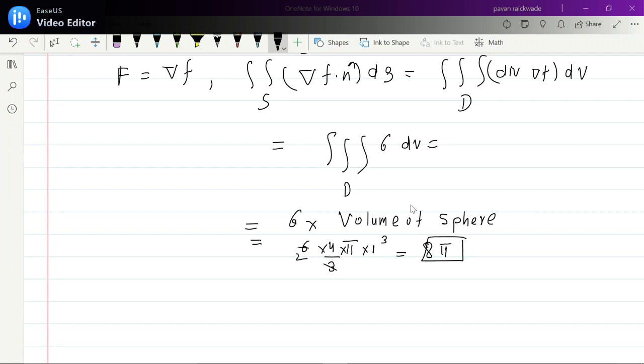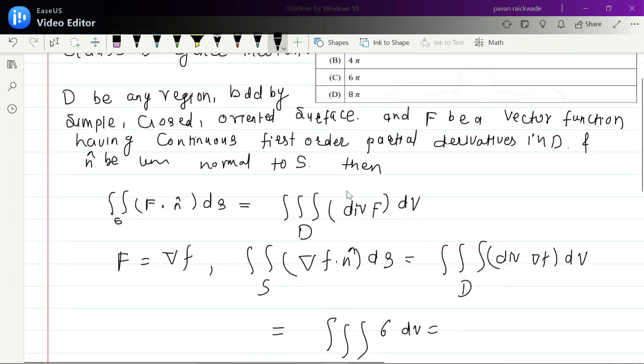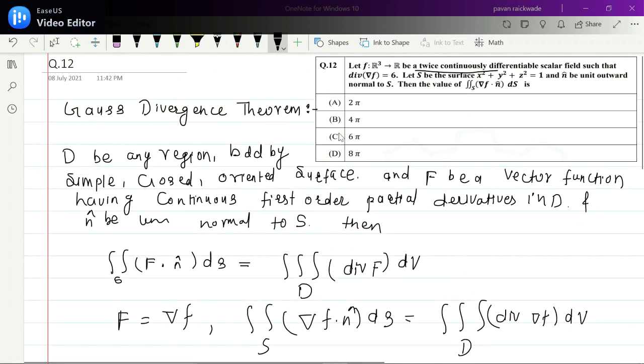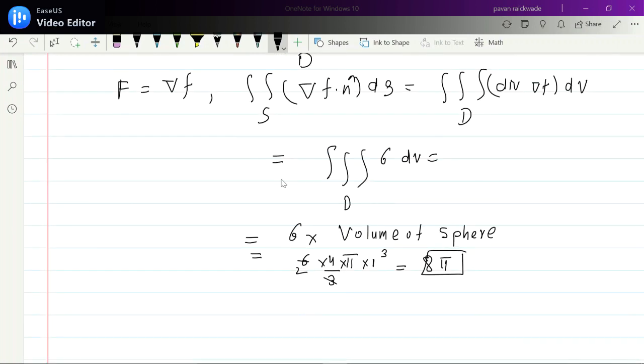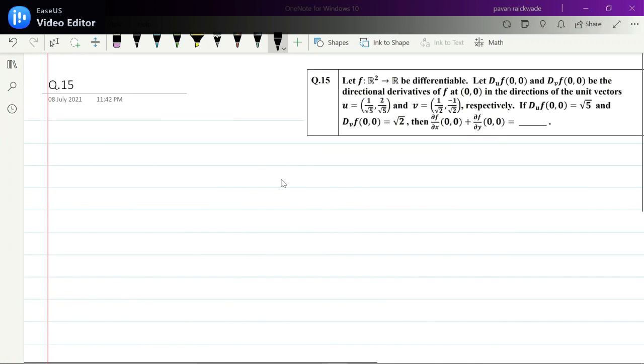That's it. Now who says that it is very tough? Look at this question, man. So the answer to this question is option D, which says 8 pi. Yeah, 8 pi. Okay, so let's move on to the next question. This is question number 15.